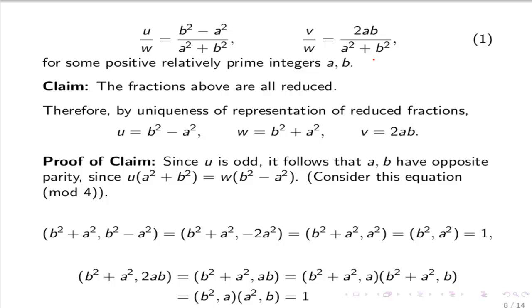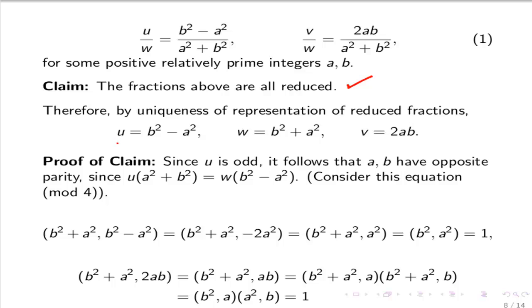Now what I want to claim is that these are all reduced fractions. So u over w and v over w are reduced by our previous definition. So why are these fractions in reduced form? That's a claim. And once we prove that claim, it will follow by the uniqueness of representations of reduced fractions, and this was a homework problem you did earlier, that the tops match and the bottoms match.